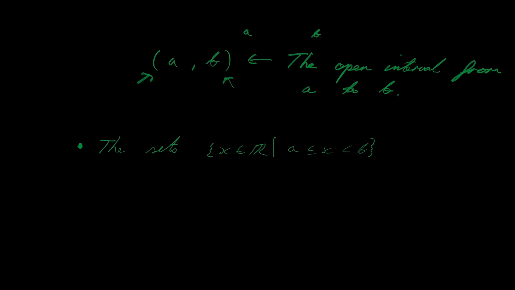Okay, so there's this set and this other set, which is a set of all real numbers such that this thing's just going to be the other way around. So a is strictly less than x, which is less than or equal to b. Okay.